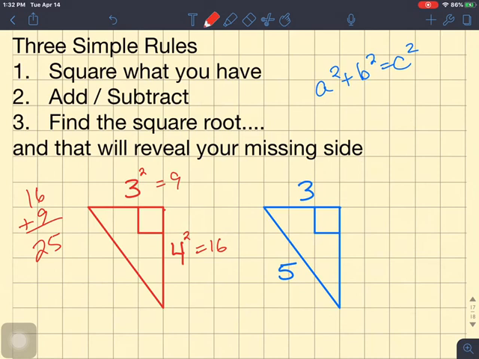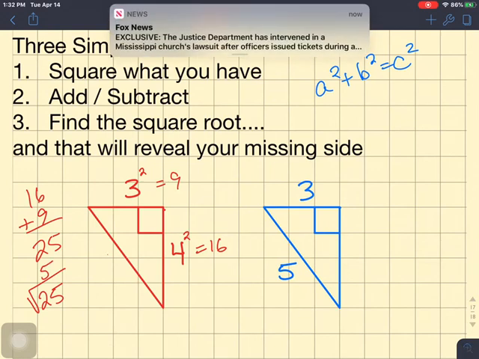And once we find that, we move to step 3. Find the square root of the 25. And so 25, the square root of that, the two numbers that make 25 are 5 times 5. So the square root of 25 is 5. And so we have found the missing side of that right triangle.